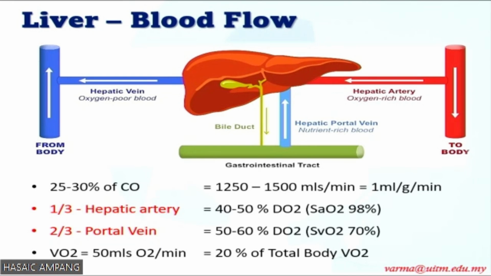Okay. So 1/3 hepatic artery, 2/3 portal vein. You see, hepatic artery and portal vein. The portal vein sends the larger portion of the blood to the liver, but both of them supply around 50% of the oxygen delivery. Okay, 40 to 50, 60 around that. The SaO2 of the artery as usual, the oxygen saturation, right? 98%, right? And 50 to 60% of VO2, SpO2 of 70%. Okay, VO2 50 mL oxygen per unit. Same like brain, yes, but 20% of your total body VO2. Okay.